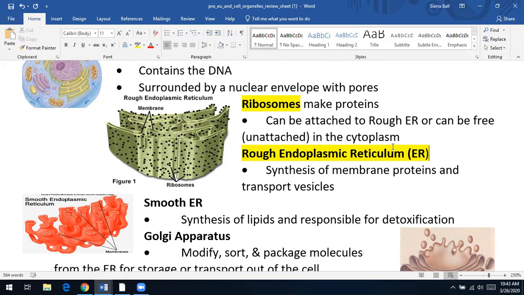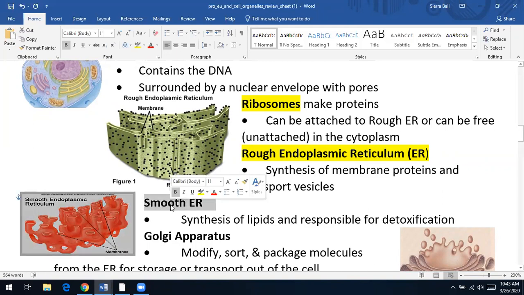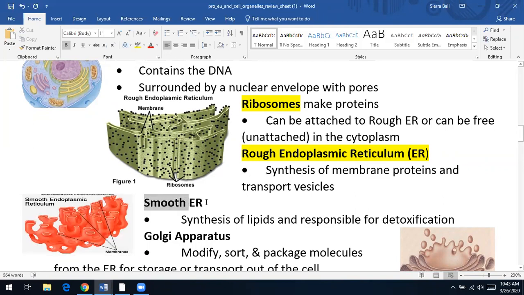The rough ER is going to help make proteins and transport things throughout the cell, but the smooth ER is going to help make lipids. What's the common name for a lipid? Does anybody remember? I'll give you a hint. Your choices are sugars or fats?